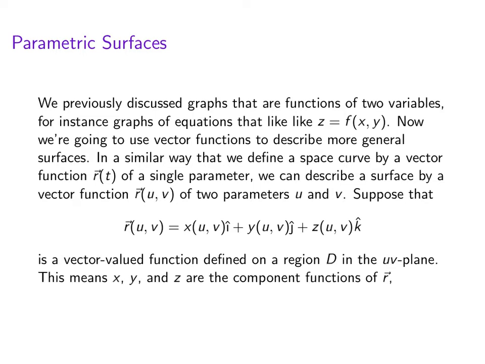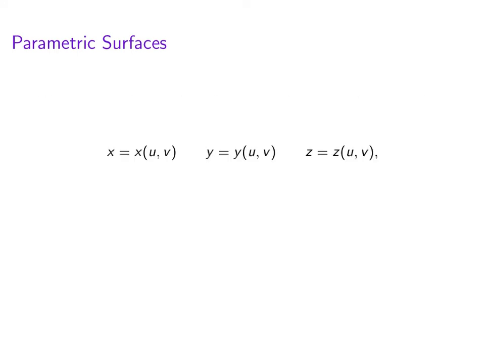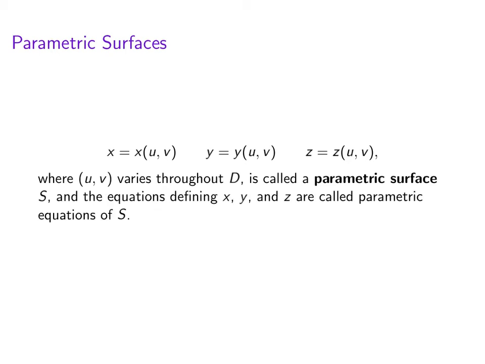So, x, y, and z are the component functions of r and are functions of the two variables u and v. Those are the parameters. So we're going to define the set of all points x, y, and z in space such that x is equal to x of u v, y is equal to y of u v, z is equal to z of u v. And u v is going to be chosen from a set D. This thing is going to be called a parametric surface. The equations that define x, y, and z are called parametric equations of the surface.